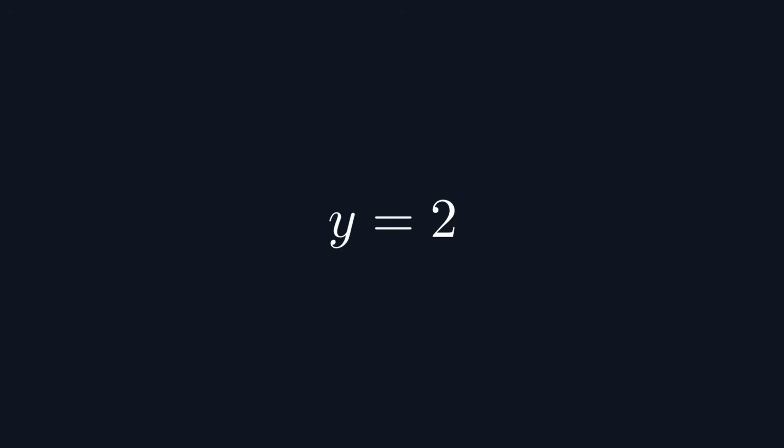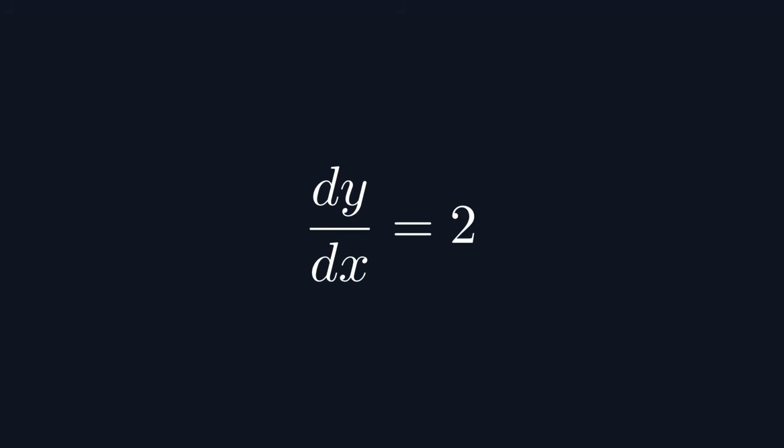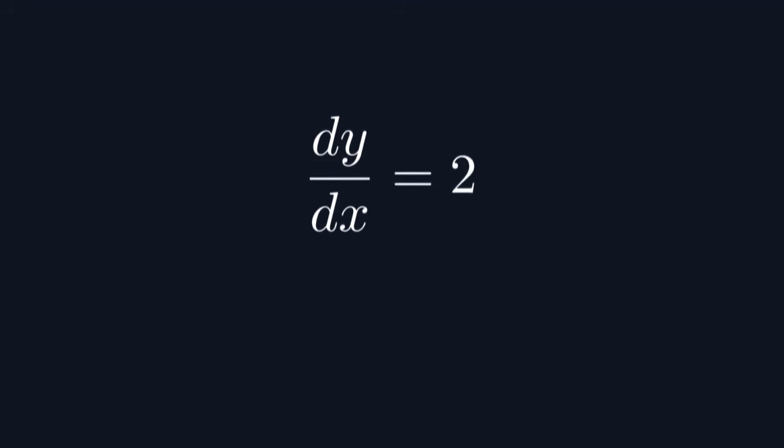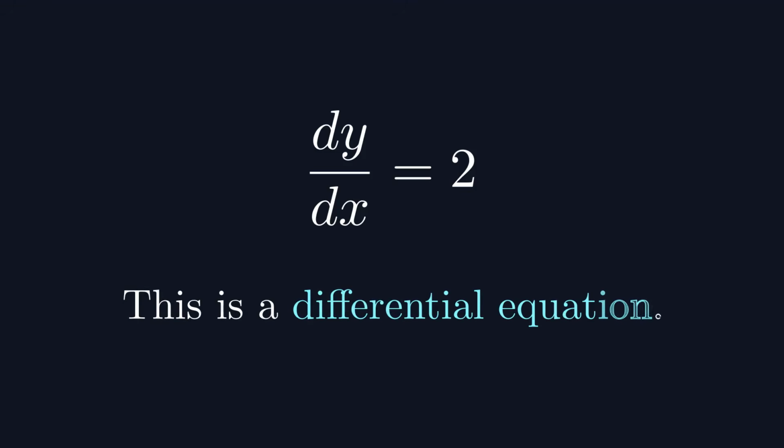We're probably familiar with this equation. This is an algebraic equation of a line at y equals 2. Now what if you replace y with a derivative? This is what we call a differential equation, an equation that has derivatives. Intuitively, a differential equation describes the rate of change of a quantity with respect to another quantity.